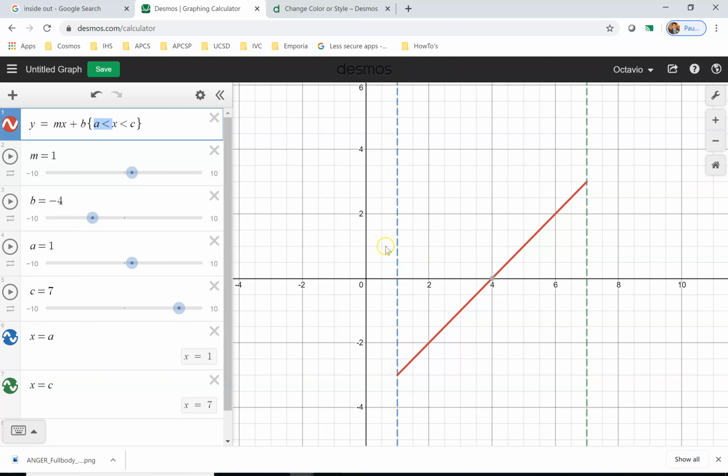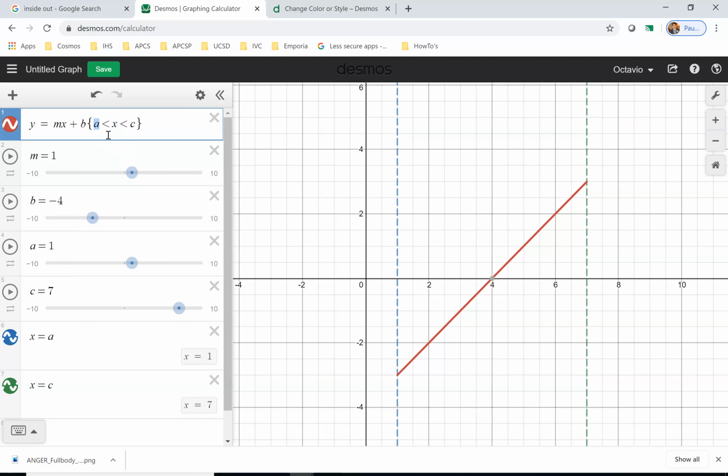And 1 is this blue dashed line. It goes right through 1 right here. And then x has to be less than c. Well, c is 7. That means that when we draw our line, it can be only for x values that are less than 7, which is this green dashed line. And so what we effectively do is we graph this line, but only for x values between 1 and 7.